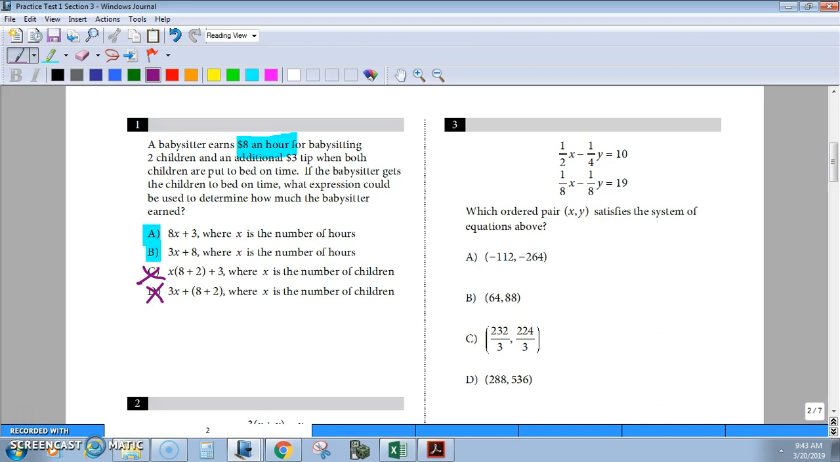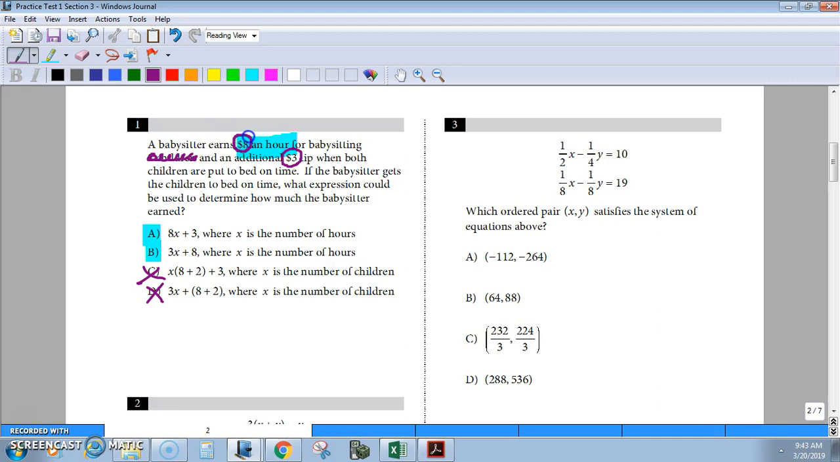5 words of this sentence, okay? Then they're throwing in a lot of stuff at you. You don't need to know that it matters about 2 children, okay? But the additional $3 an hour that she gets when both kids go to bed on time, right?